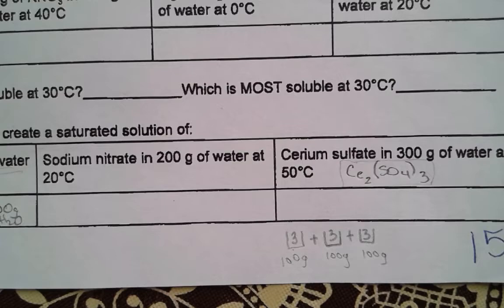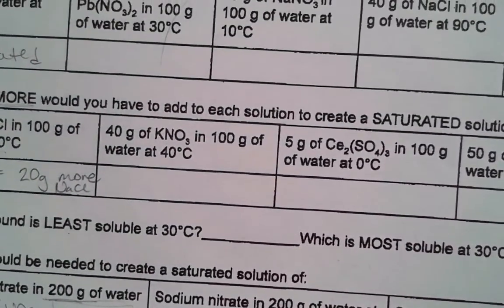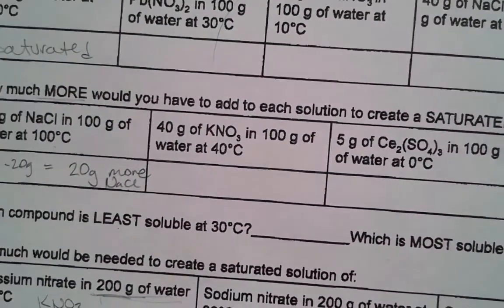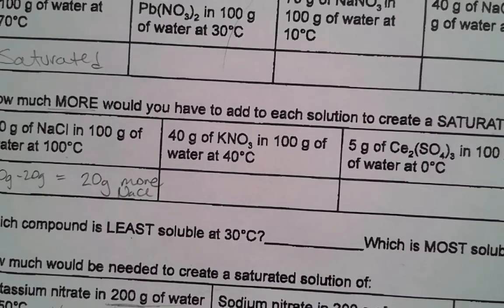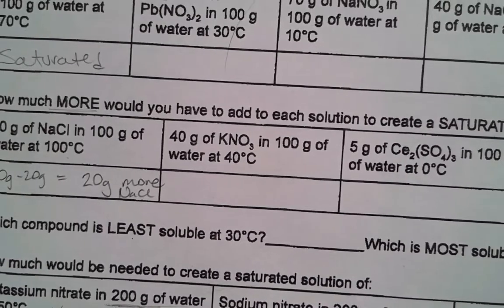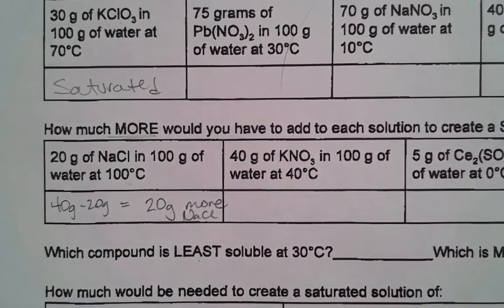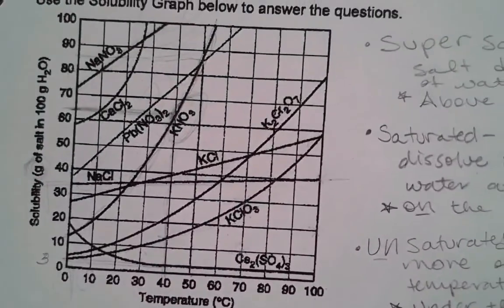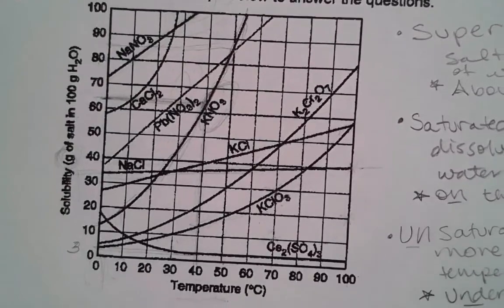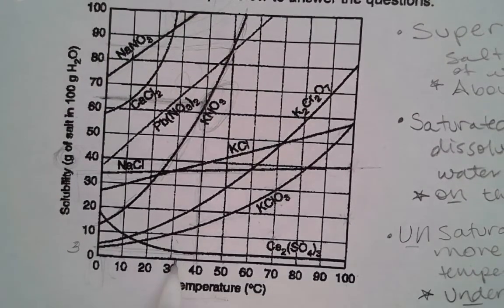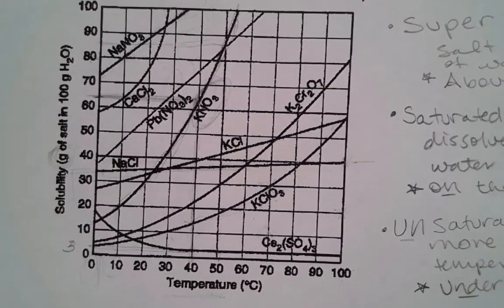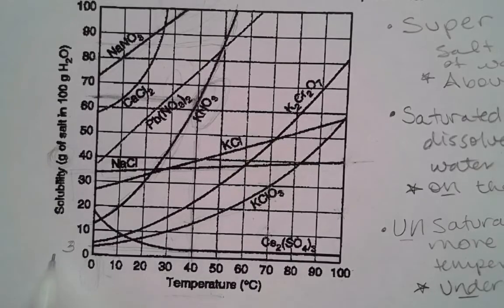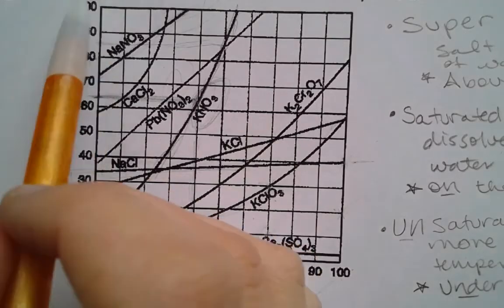My only other question was, it says which compound is least soluble at 30 degrees Celsius and then which is most soluble? Right. That is another popular question. And you said least is like the bottom of the curve, so you look at the bottom of the curve. Exactly. The top is the most soluble. Yes. Because the bottom is like the least amount of stuff, smaller numbers are at the bottom and the bigger amounts are at the top.